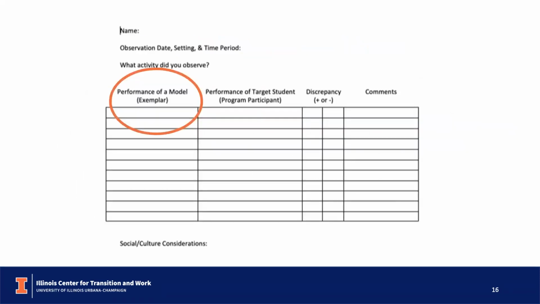And so what this looks like using an assessment form is, here in this column, you would record everything you observe the model doing in that activity.